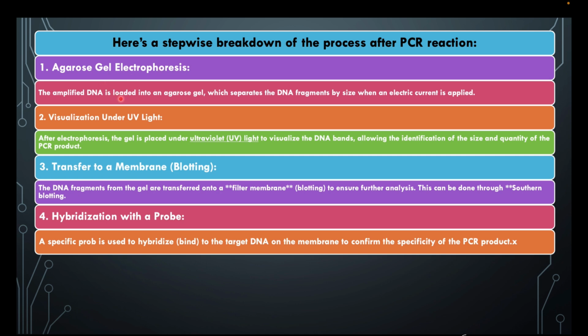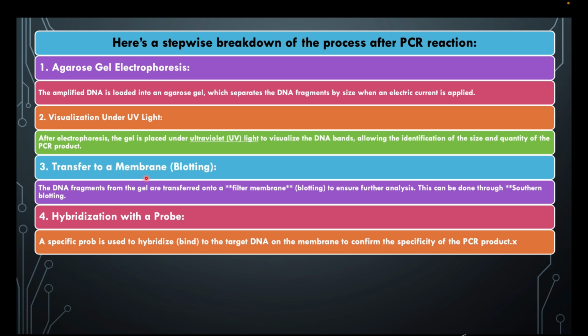Okay, the amplified DNA is loaded into an agarose gel which separates the DNA fragments by size when an electric current is applied. After agarose, what happens? We see it under UV light. After electrophoresis, the gel is placed under ultraviolet light to visualize the DNA bands, allowing the identification of size and quantity of the PCR product.